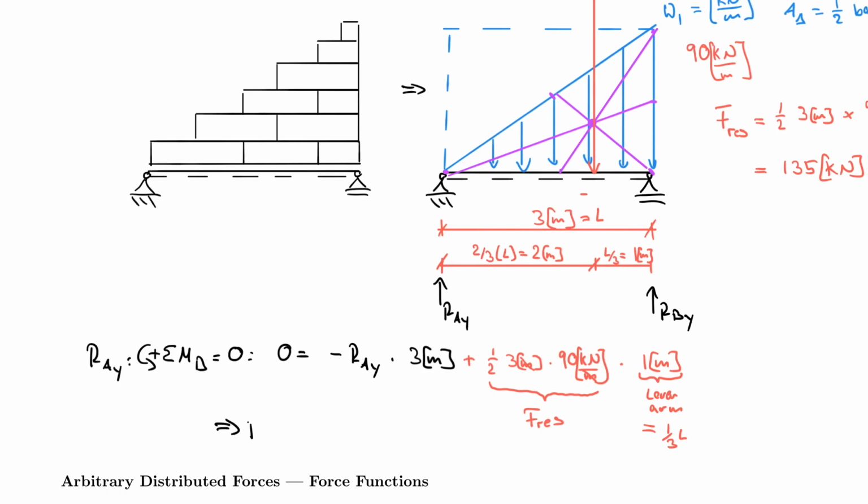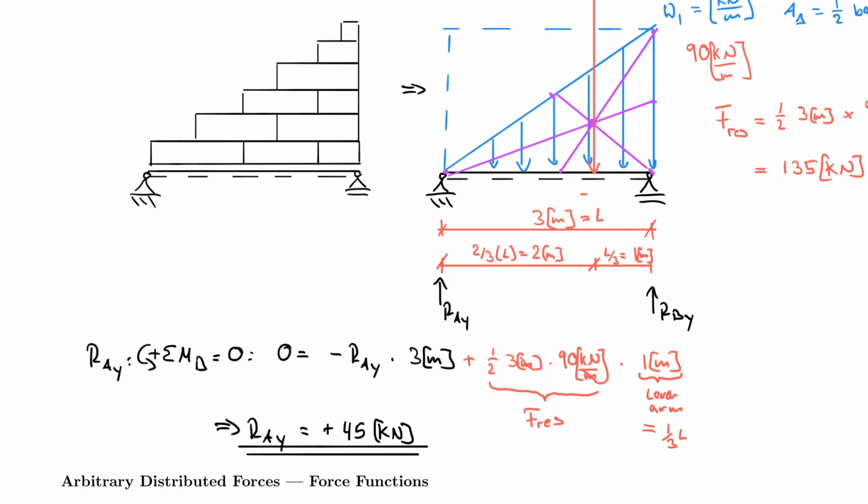RAY. So RAY is nothing else than the force here. This was 135 if I'm not mistaken, and then multiplied by 1, so 135 divided by 3, which comes out to be plus 45 kilonewton. So the first support reaction, RAY, is 45 kilonewton.